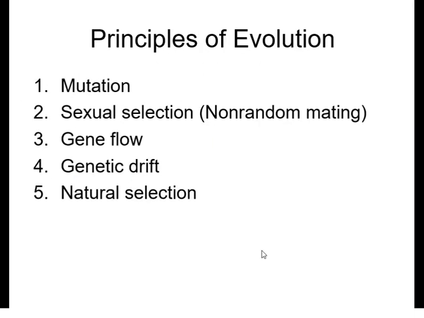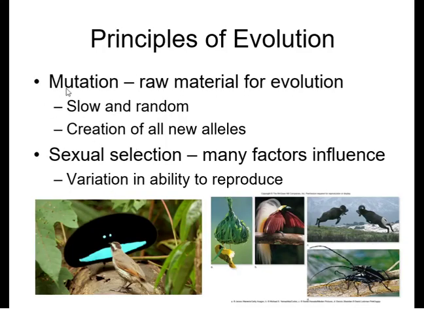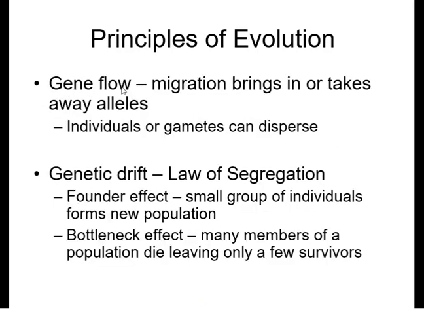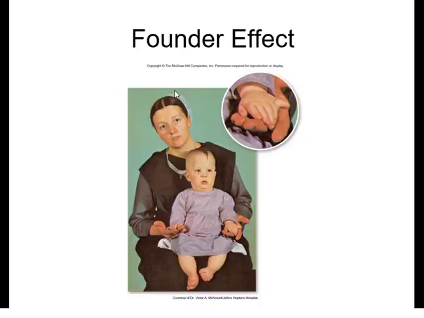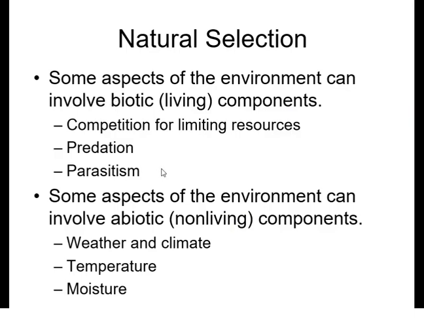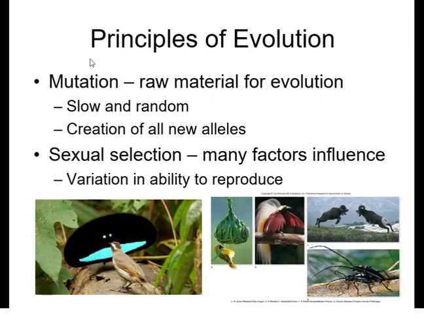Okay, so you're going to have questions on mutation. Make sure you understand that mutations are slow and random. But these are the only principle that creates new alleles. All of the others merely select for it. Sexual selection, gene flow, genetic drift, and natural selection. These are all selection processes. Mutation, that's where all variation comes from, all new alleles.